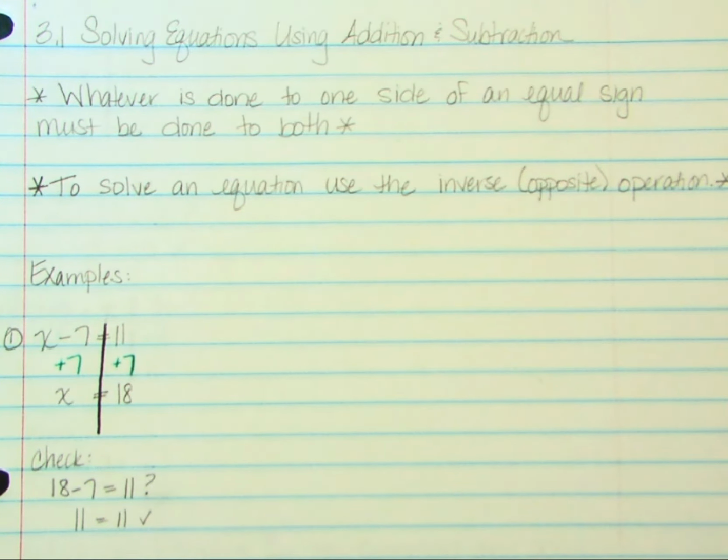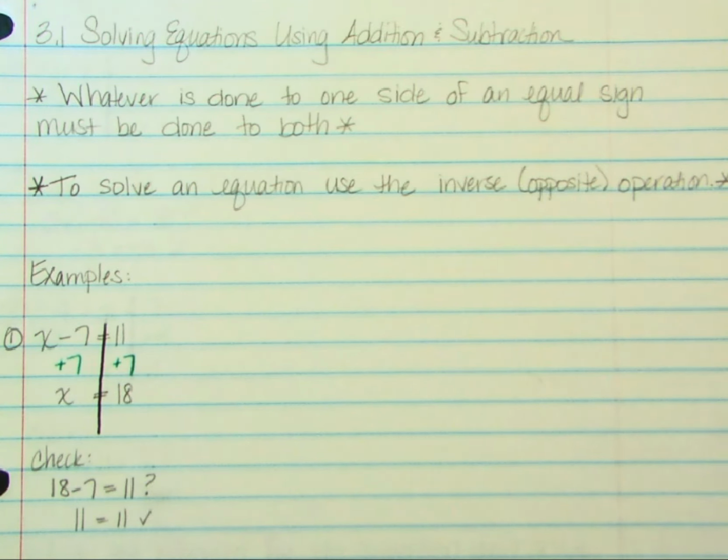First of all, whatever is done to one side of an equal sign, you have to do to the other side. So if you add to the left side, you also have to add to the right side. And to solve an equation, you have to use the inverse or the opposite operation. So if it's a subtraction problem, you have to add to solve.